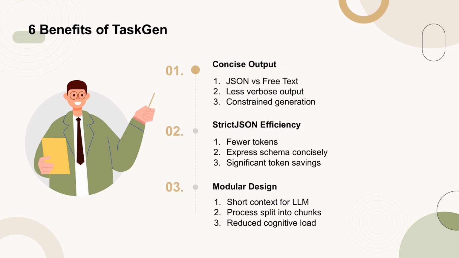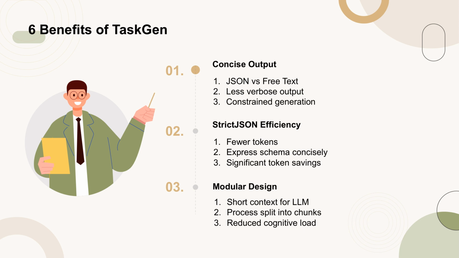TaskGen emphasizes concise output, which is achieved through the use of JSON formats. Compared to free text, JSON provides less verbose output, as seen in Figure 5. This conciseness is due to the pre-training data of JSON being more concise without extensive explanations. Additionally, TaskGen employs StrictJSON, which significantly reduces the number of tokens needed to express a schema, as illustrated in Figure 6. This efficiency is crucial for maintaining performance in large systems.